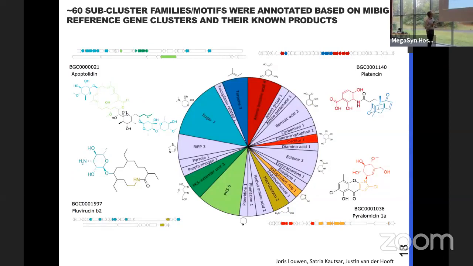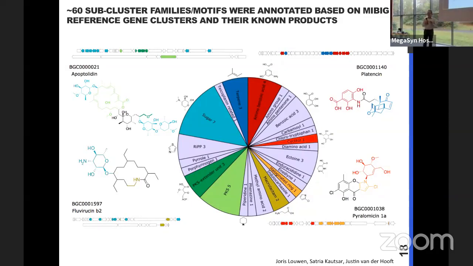So Joris, who has actually worked on this, was a master student in my group and will soon be joining us as a research associate. He actually also did a manual annotation of around 60 different subclusters across many different gene clusters, and he identified also the chemistry based on links to MIBiG.